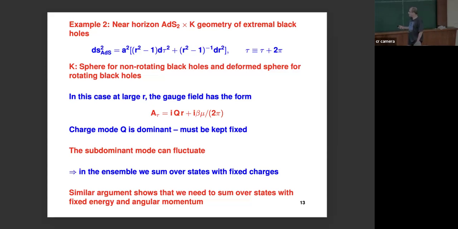So you sum over all chemical potential, but in terms of the ensemble that means a sum over states with fixed charges. And then you can do a similar analysis for the metric, and one can show that we sum over states with fixed energy and angular momentum.